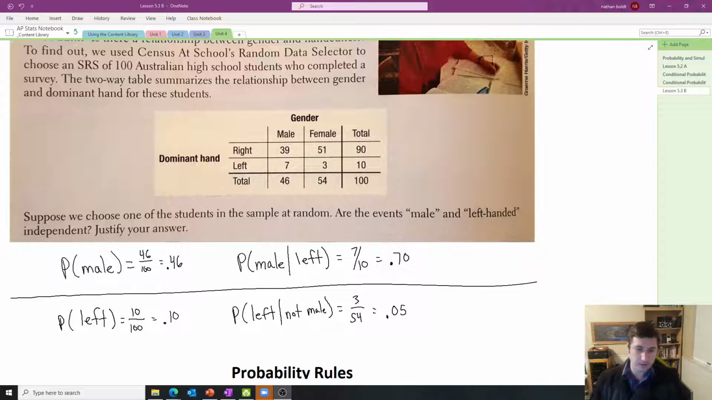All right, here are the two ways I solved this one. So the first example, I did the probability that you are a male in this study. All right, so that became 46%. And then I thought, all right, does that change if I now know you are left-handed? So that would be this one right here. The probability of male given you are left-handed, and I got 70%. Those two are very different. That means these two variables are not independent.